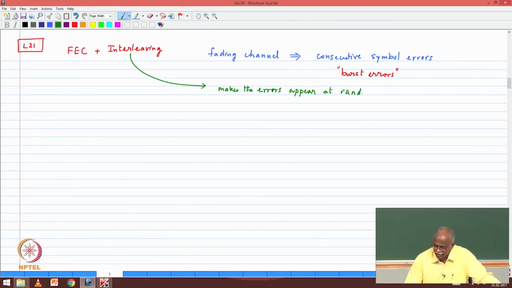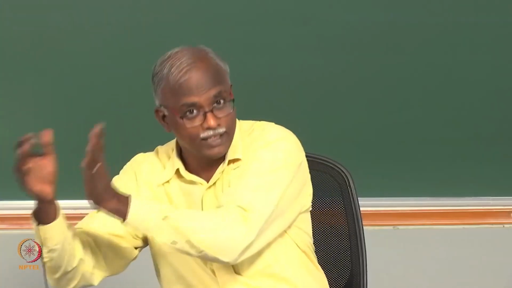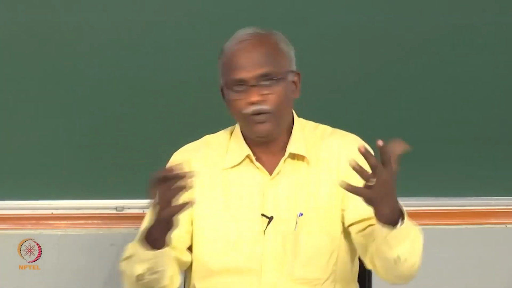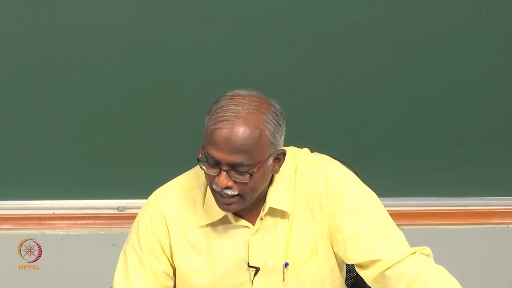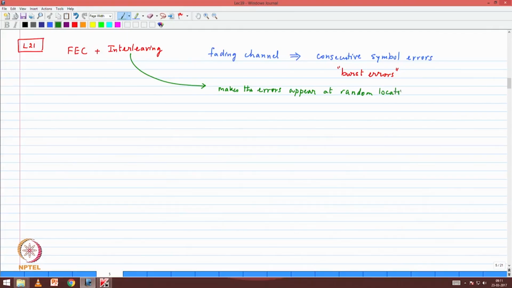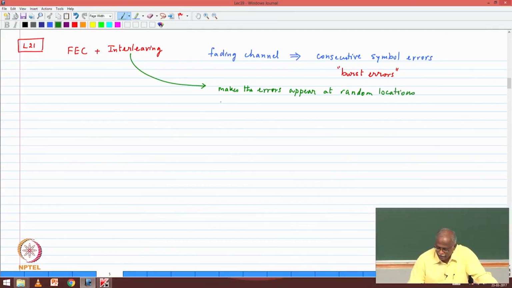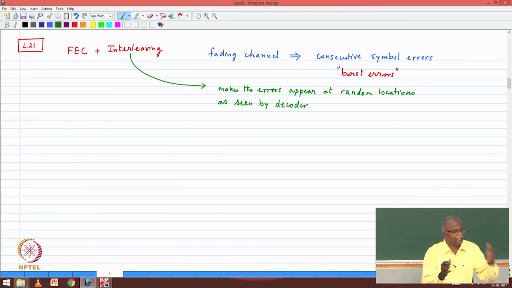And to whom does it look random? To the decoder. The receiver is there, after that there's a de-interleaver, and then the decoder. The decoder sees errors which are not burst errors; they are at random locations, as seen by the decoder. And this was more to augment our understanding of why we always see interleavers in the context of fading channels. Okay.